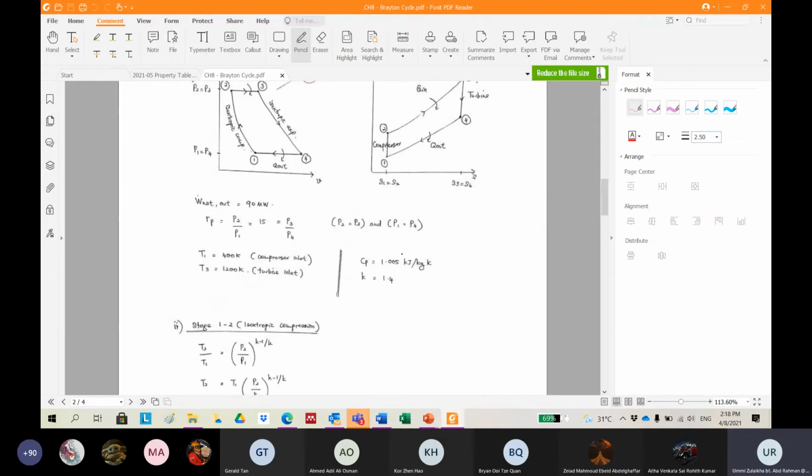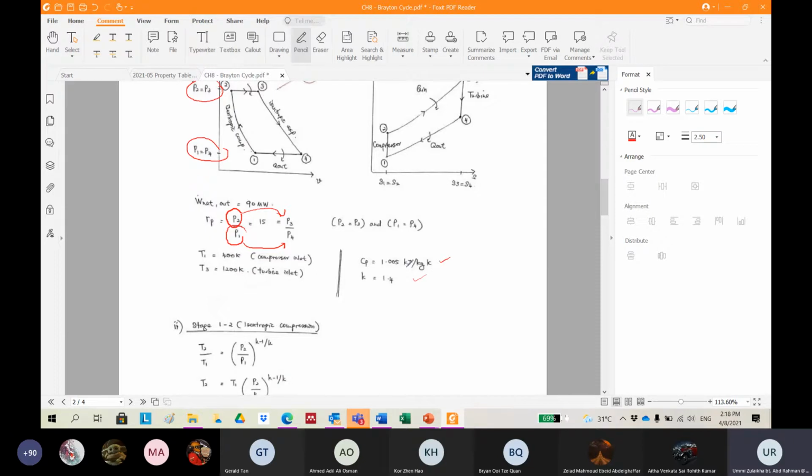But P2 is equal to P3. Okay, P2 equals P3. You can see this a little bit blurred. This P2 is equal to P3, and this P1 is equal to P4. From where do you know? From here. Or if you haven't sketched this one, you have the slide. So T1 is the compressor. All these are all the information.